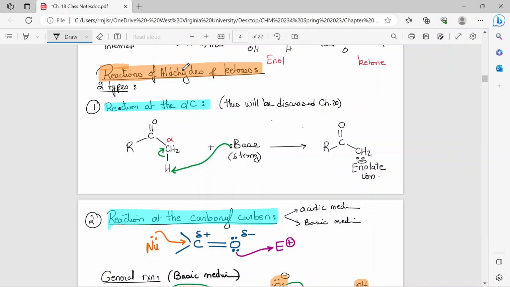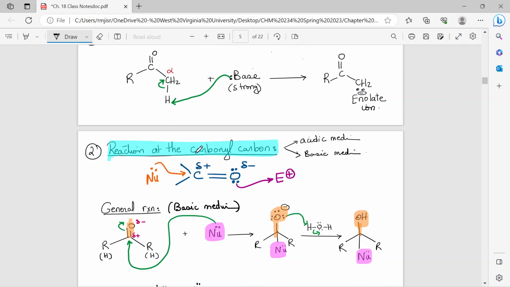There are two types of reactions for aldehydes and ketones. Reactions where you are using a base, which is a nucleophile, but the nucleophile is going to behave as a base, and we know that bases take hydrogens, acidic hydrogens. So in this case, the base will have a reaction on the alpha hydrogen. The base is going to take the alpha hydrogen and form a negative charge, which we're going to call the enolate. These types of reactions we will discuss in chapters 20 and 21.